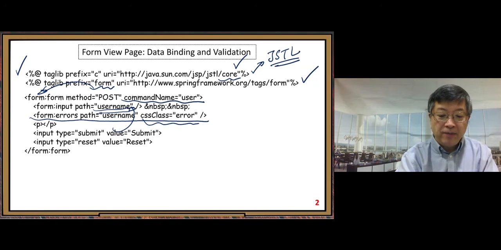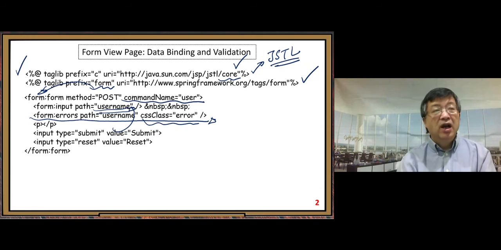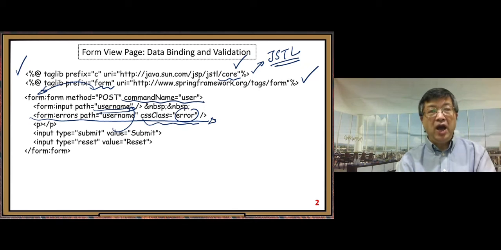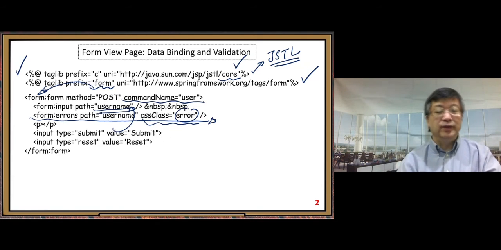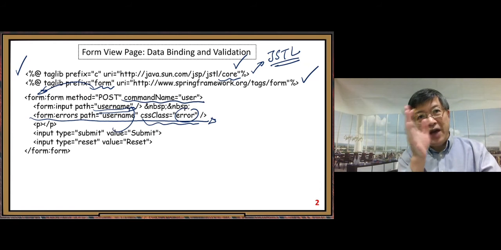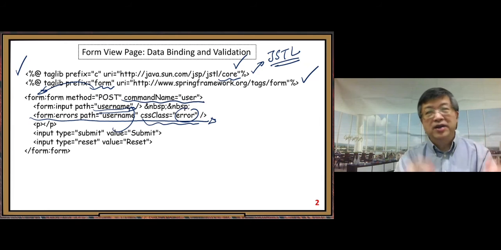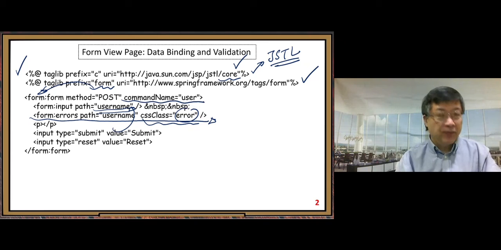So for the CSS class, we will provide some CSS rules. The rule name is called error. Class name, yeah. Then submit button, reset, form. So you can see, that's the data binding setup we need to make in order to make the whole thing work. All right.